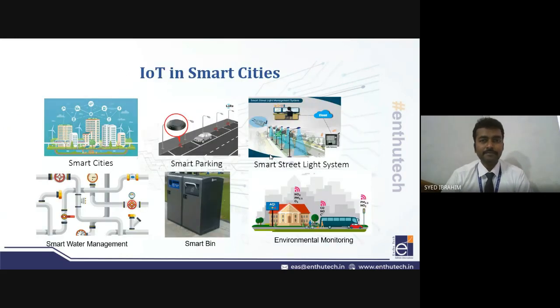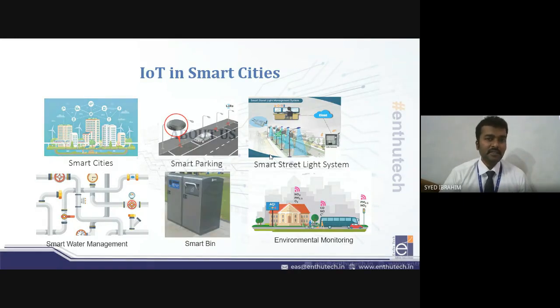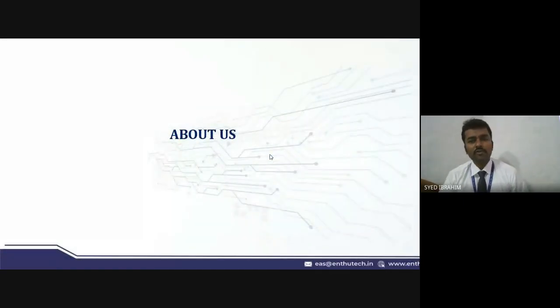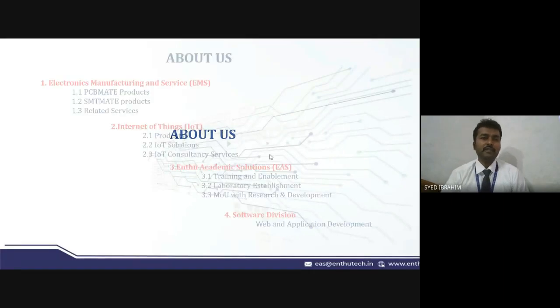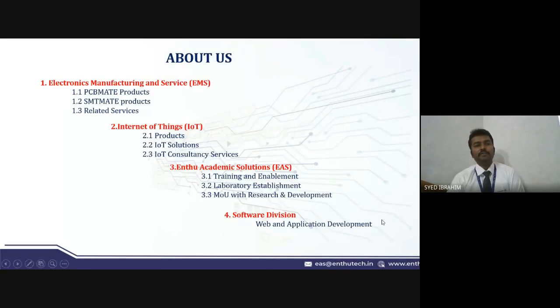Right. And this is an overview of what IoT is capable of. See, smart cities, parking, bins, all this stuff we can implement. It only depends on the type of sensor that we select. Right. And a short note on what we are doing at the moment. We're doing all these four processes.